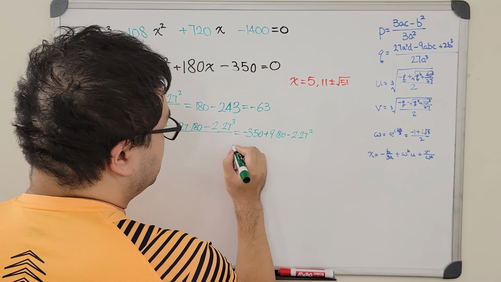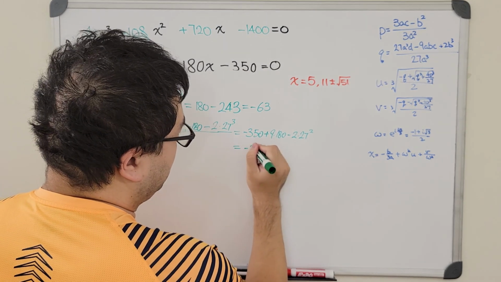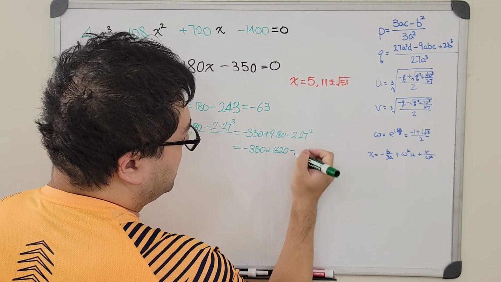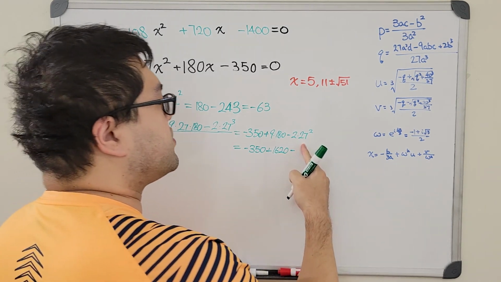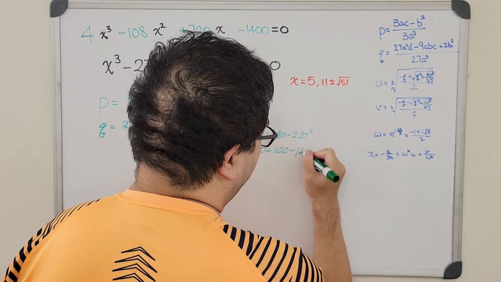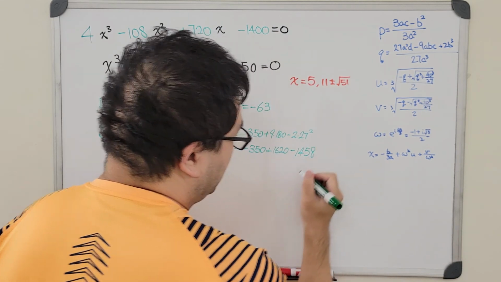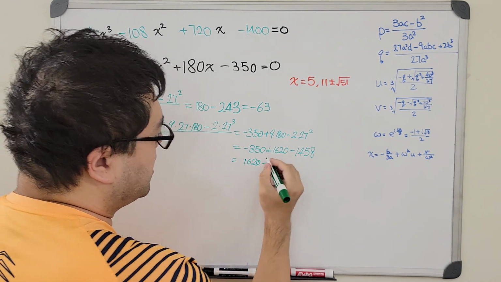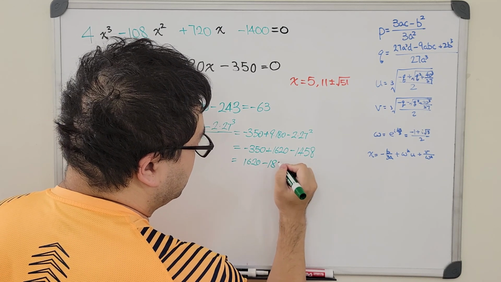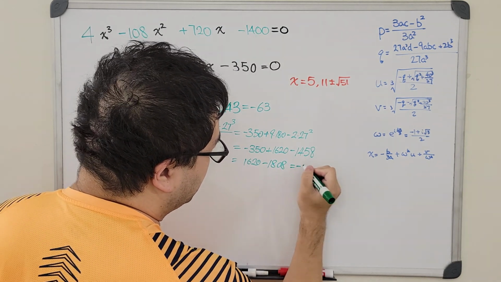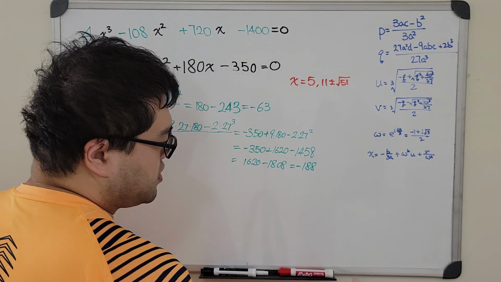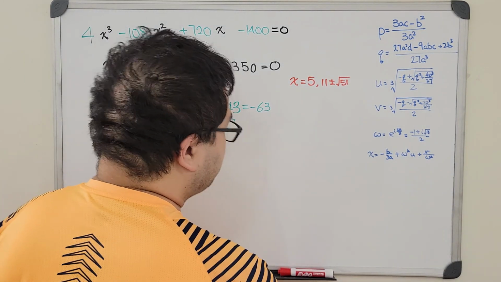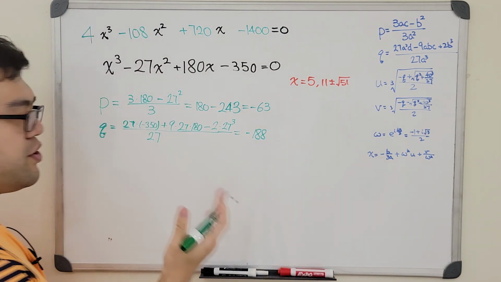And that is going to give us, let's see, we have negative 350 plus 1620 minus 27 squared is 729. And then multiply by 2 to give us 1458. Then if we put the subtraction signs together, we get 1808. So if we subtract it, we get negative 188. Good. So let's erase all the math here, to leave the result only negative 188. And that's our q value.